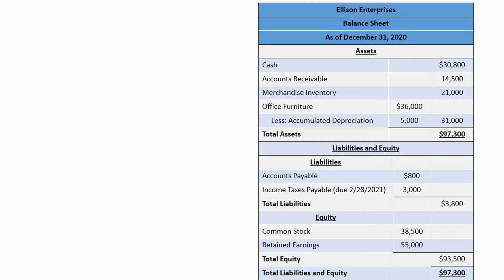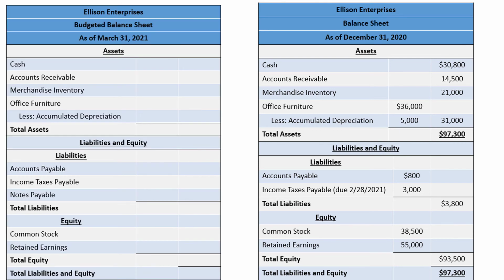You will typically be creating your budgeted balance sheet based on the original balance sheet you were given in the problem. Here on the right, you see the balance sheet as of December 31st, 2020, the end of the previous year. On the left is the template for the budgeted balance sheet we will be creating. Notice that all of the accounts are exactly the same as the beginning balance sheet with the exception of the notes payable, which I have added because of the bank loan that we took out relating to the cash budget.